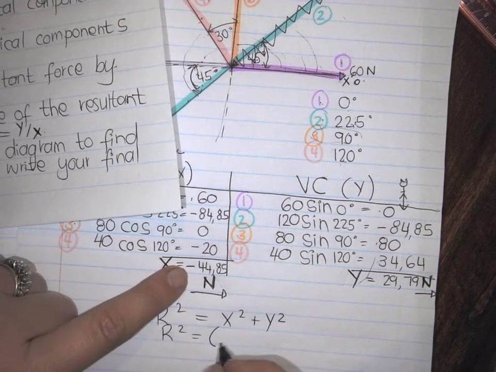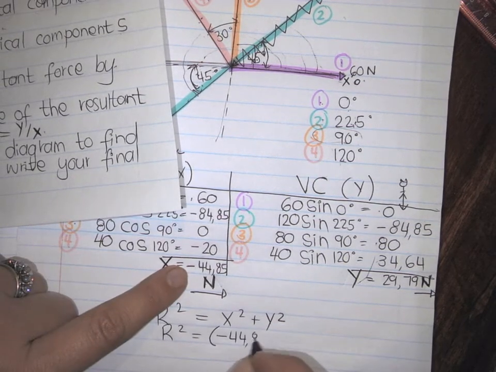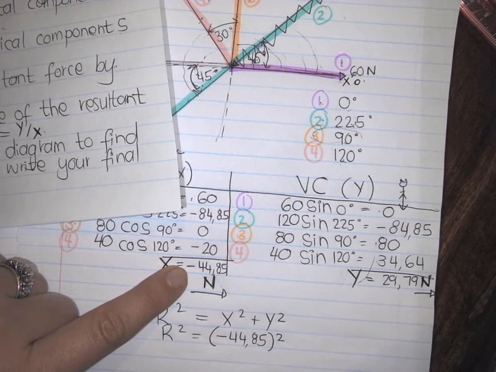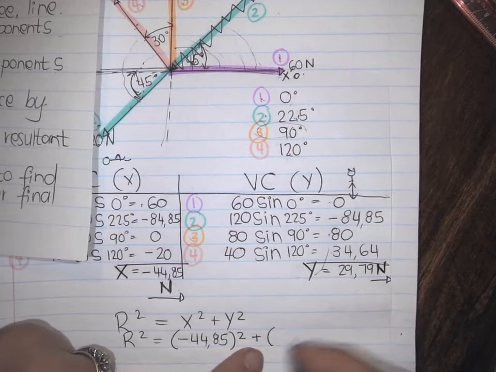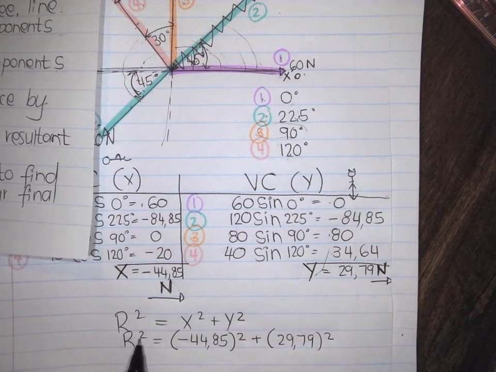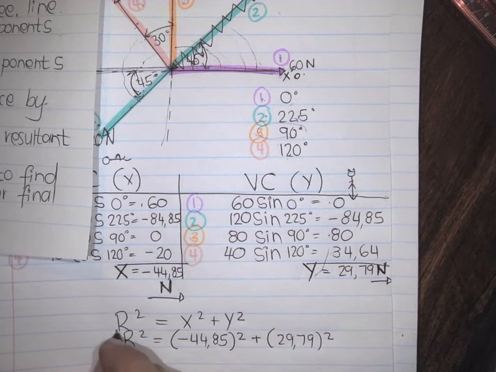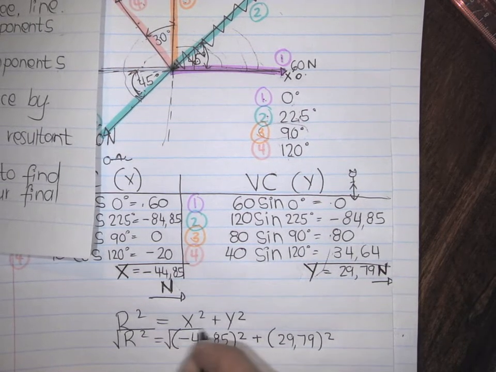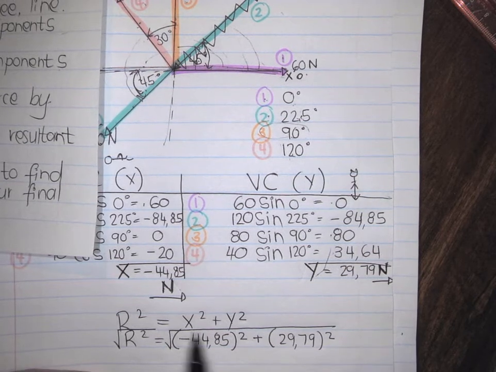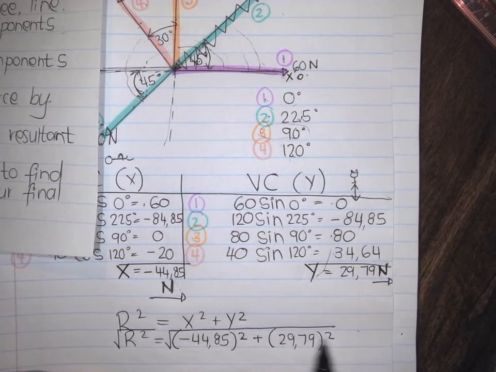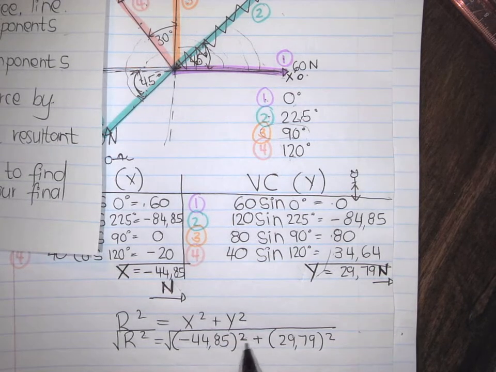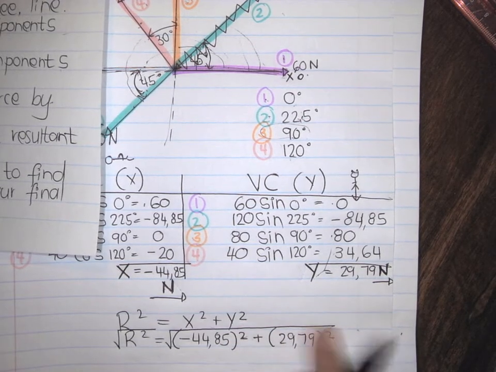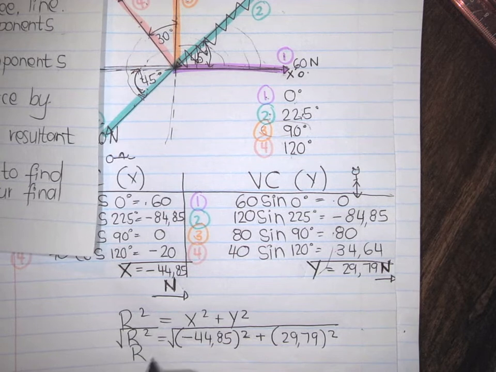So my x is minus 44,85. Please remember to put the square in there, otherwise you're going to make a mistake. My y is 29,79, again the square. To get the square away from my r, I have to put a square root in, and I do it on both sides over the whole thing. But just because there's a square root doesn't mean that those two squares fall away. It's mathematically wrong if you take them away. So please just put this in exactly like that in your calculator.